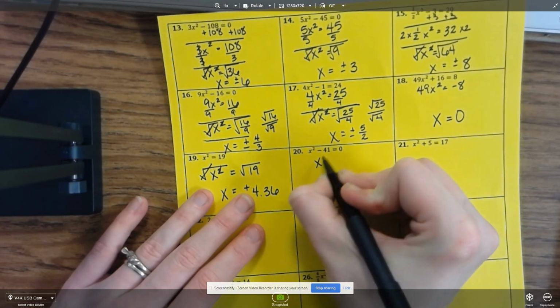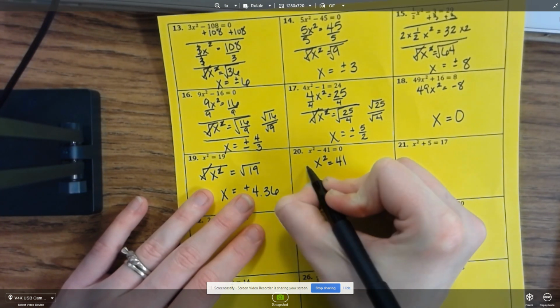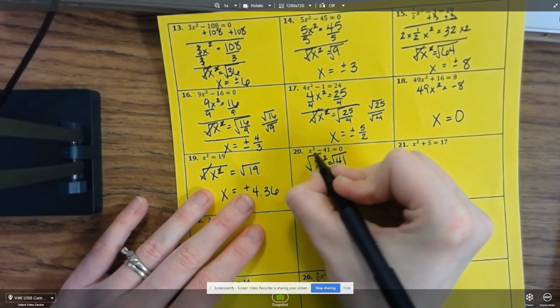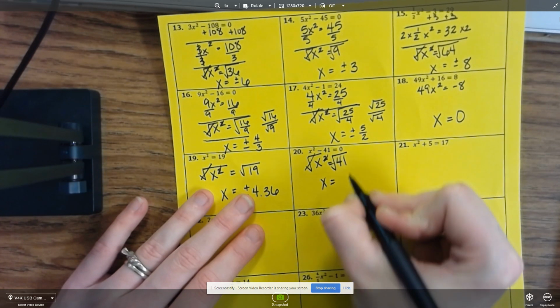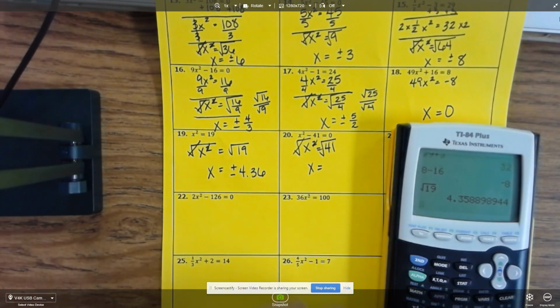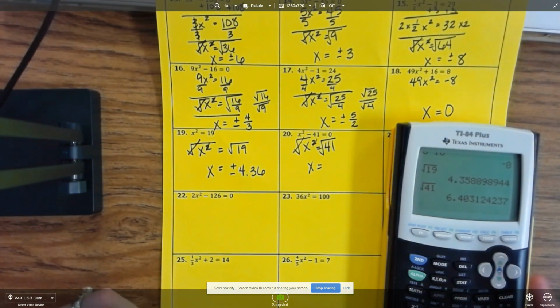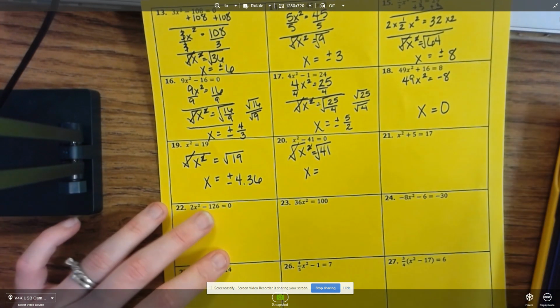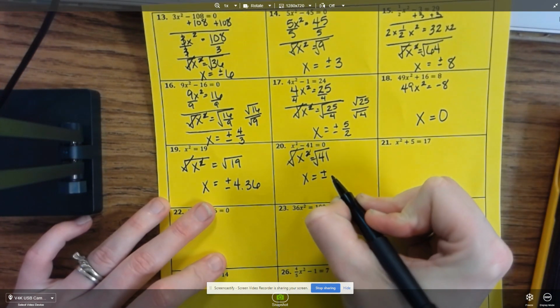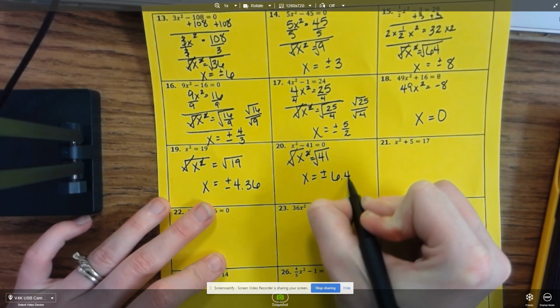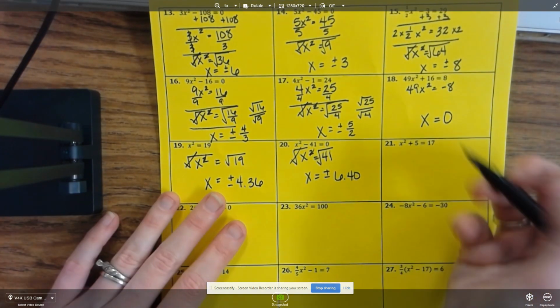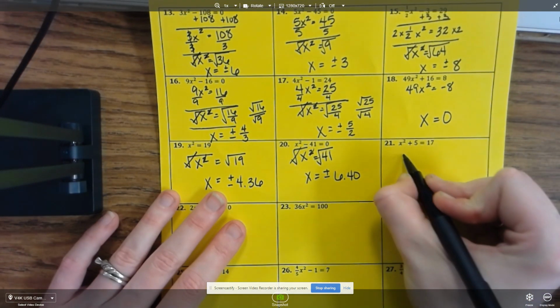So here I would have x squared equals 41. So we square root both sides. X equals, and so the square root of 41, same thing. You get a long, crazy decimal, but round to 2 decimal places. So a positive negative 6.40.